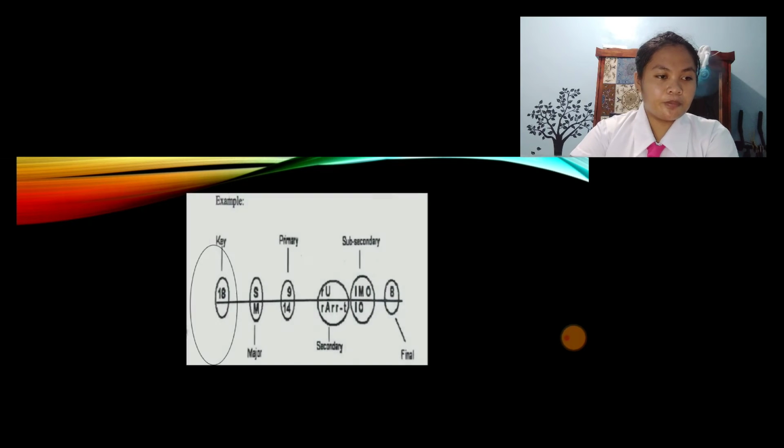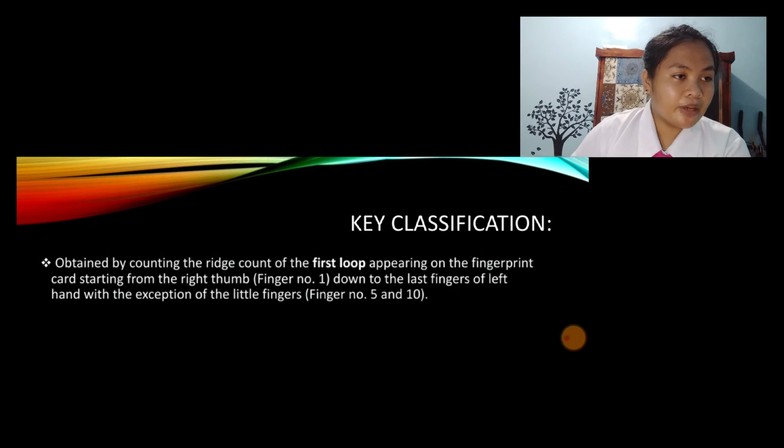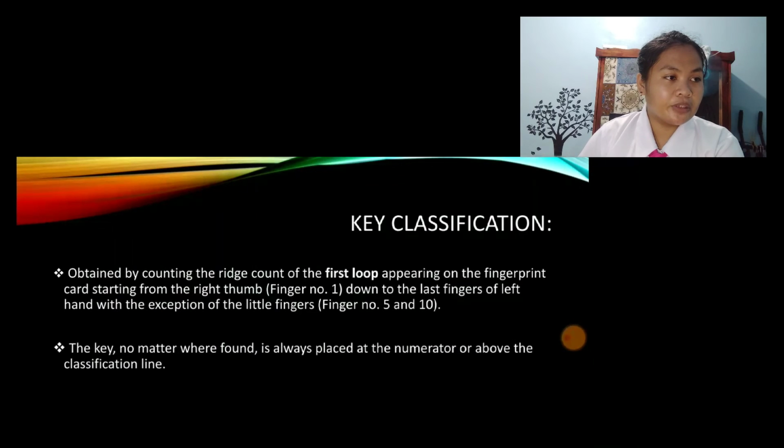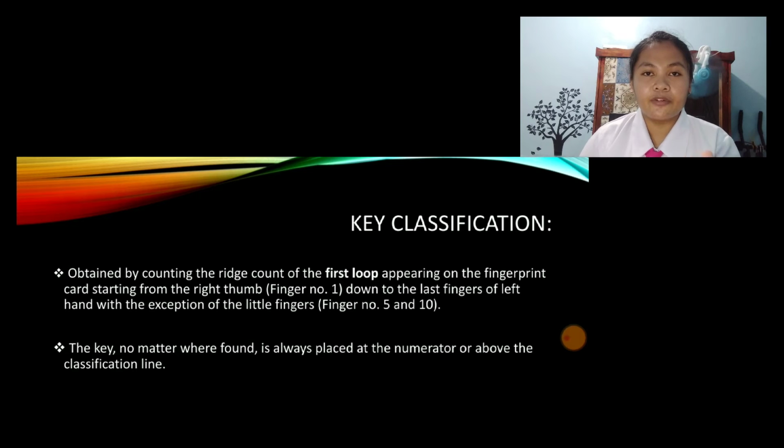So major deviation is placed at the left of the primary classification. Next is the key classification. The key classification is obtained by counting the ridge count of the first loop appearing on the fingerprint card, starting from the right thumb down to the last fingers of the left hand, with the exception of the little fingers. So, the key classification is the ridge count of the first loop appearing from 1 up to 9.